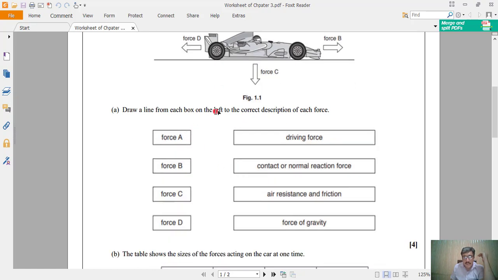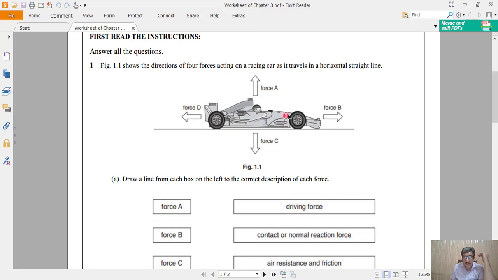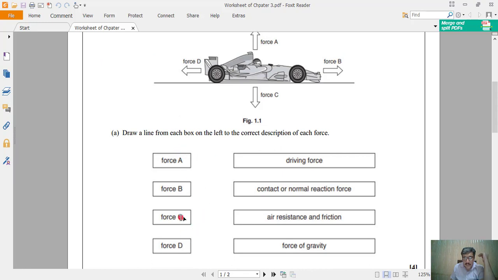If you see here, four forces are labeled here. Four forces are in different directions, and four forces are present here in each box. So we have to match this with the correct option which is given here. Here the description of the force is given.